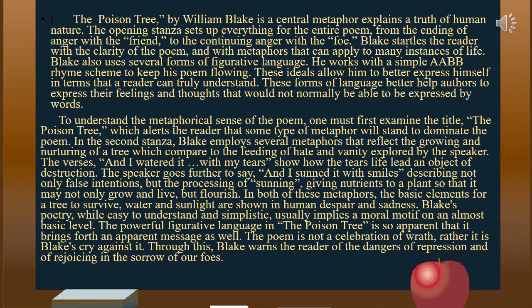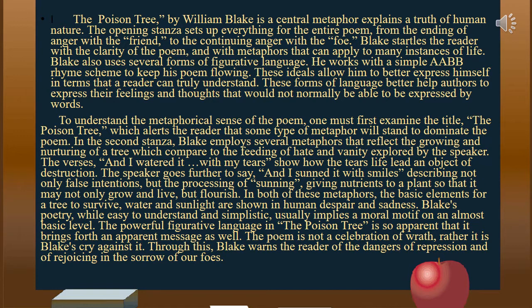To understand the metaphorical sense of the poem, one must first examine the title, The Poison Tree, which alerts the reader that some type of metaphor will dominate the poem. In the second stanza, Blake employs several metaphors that reflect the growing and nurturing of a tree, which compares to the feeding of hate and vanity explored by the speaker.